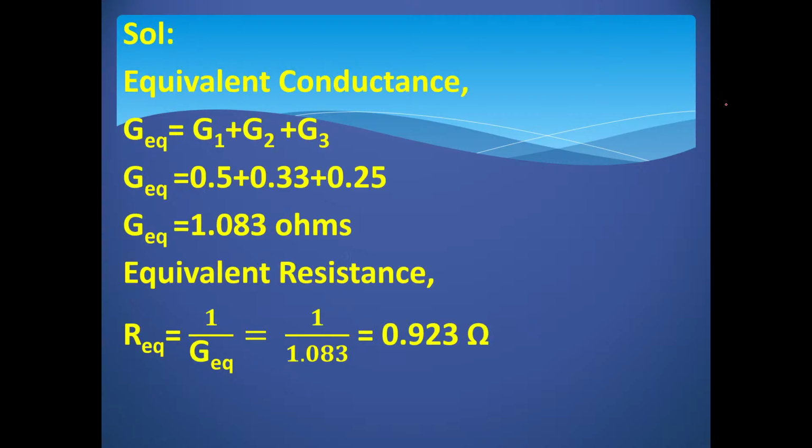Now what is the total conductance? We have determined the conductance of each branch. The total, that is equivalent conductance, is G1 plus G2 plus G3. G1 is 0.5, G2 is 0.33, G3 is 0.25. Add them and you will get the equivalent conductance. Now the equivalent resistance is the reciprocal of conductance. So it is 0.923. Just write it down.